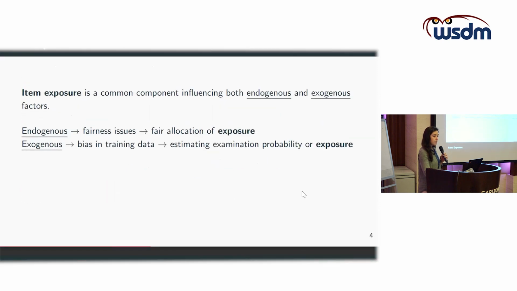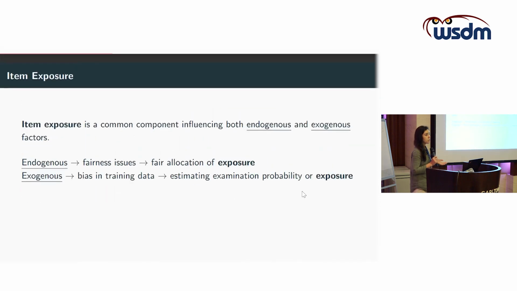The common component that affects both endogenous and exogenous factors is item exposure. For endogenous factors, we have fairness issues, and we have to make sure to allocate exposure fairly. For exogenous factors, we have bias in training data, and again, we have to estimate the examination probability or exposure.